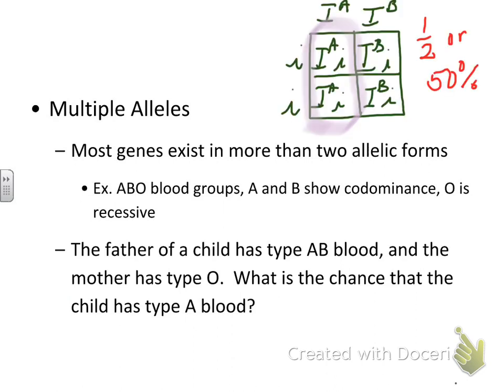All right, so taking a look, we have one parent has type AB blood, so they have one A allele and one B allele, and the other parent has type O blood, so they would have to be homozygous recessive down there. Taking a look in the Punnett square, the question is asking for what is the chance that the child has type A blood. So I've circled those in there. It's 2 out of 4, or a 1/2 chance, or you could report that answer as a 50% chance.